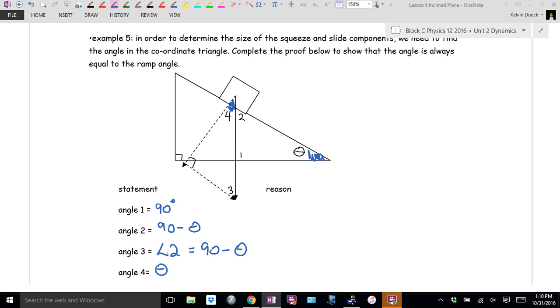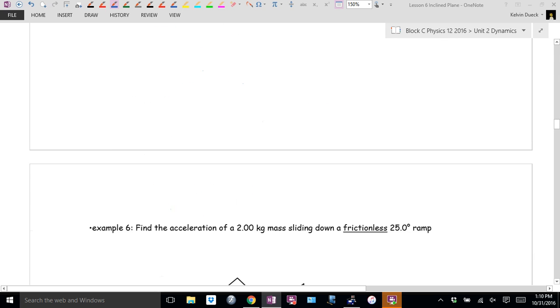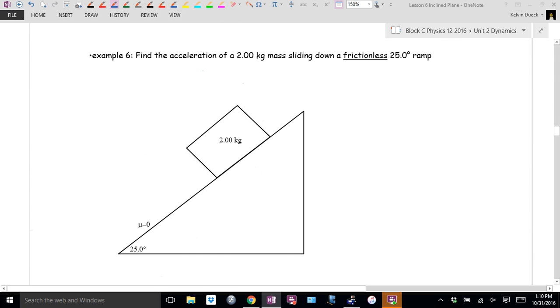Let's actually crunch some numbers. Example 6. Find the acceleration of this mass sliding down a frictionless 25-degree ramp. It's frictionless ice. Okay. Marcus, what do they want me to find? I know I caught you zoning out. I got my evil eye on you. What do they want me to find, Marcus?